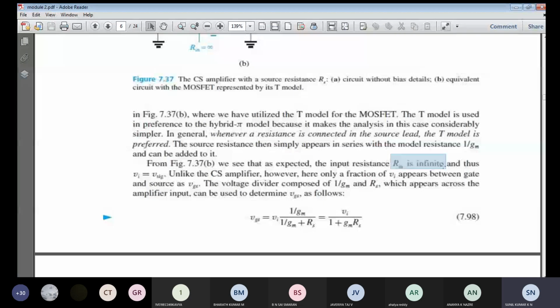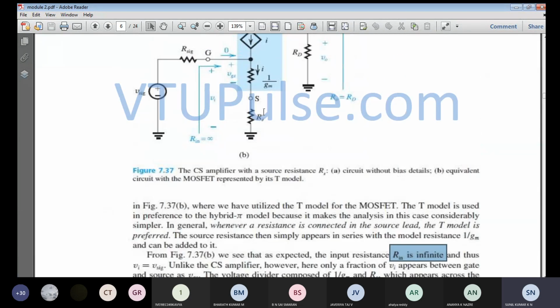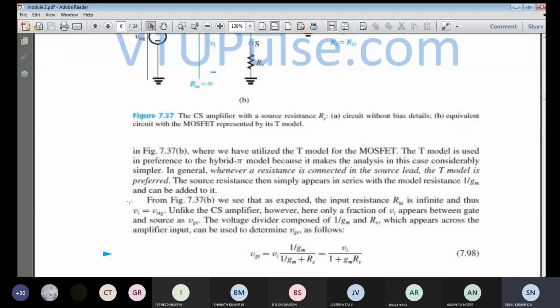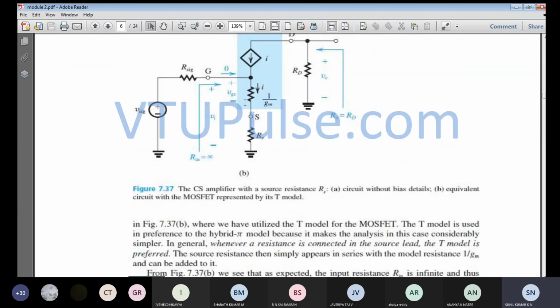So we know that Rin is infinity because Ig is equal to 0. So Rin is equal to infinity, what is the value of Vi? Vi will be the same as that of V signal itself. So Vi will be equal to V signal, but Vi is not equal to Vgs now. In the previous case, V signal was equal to Vi, and Vi was equal to Vgs, since the source was directly shorted to ground, so Vgs was equal to Vi and Vi was equal to V signal.